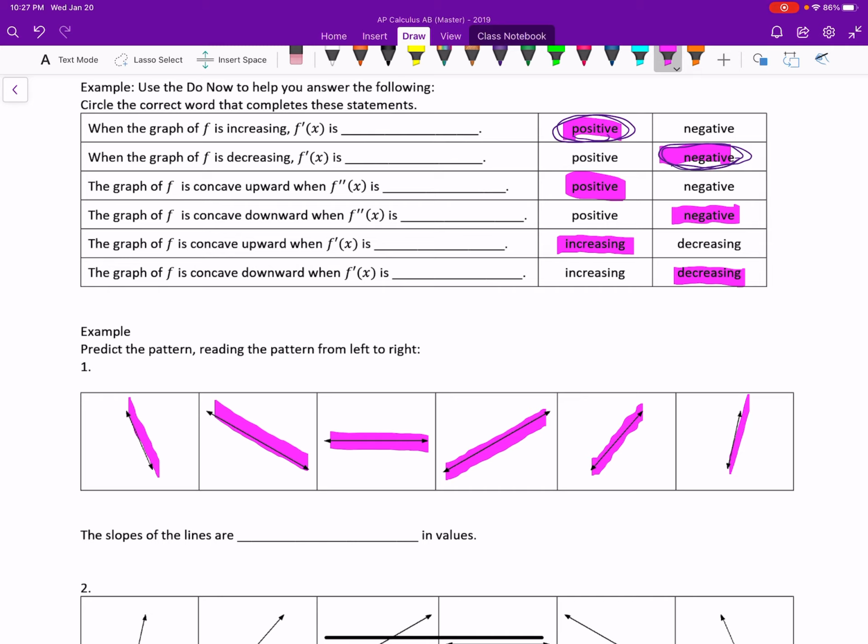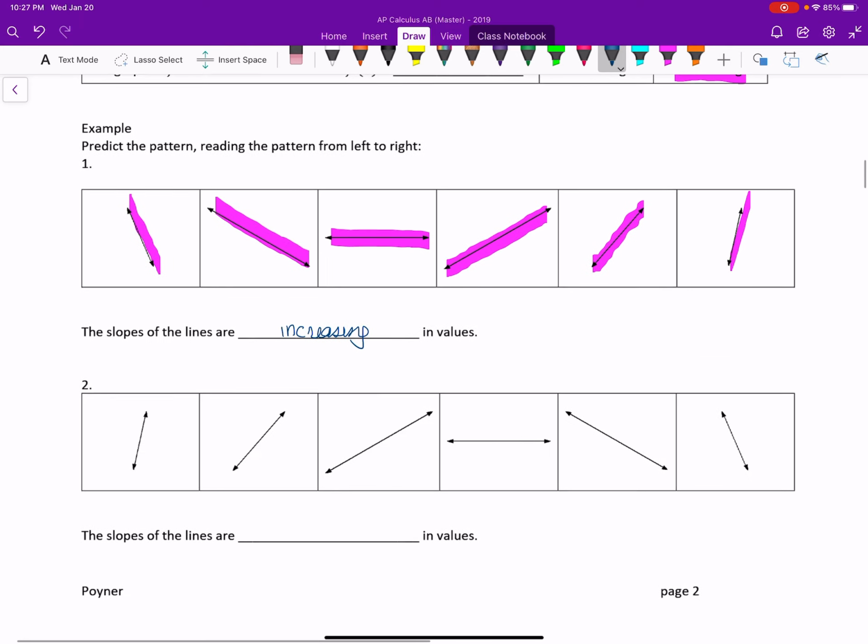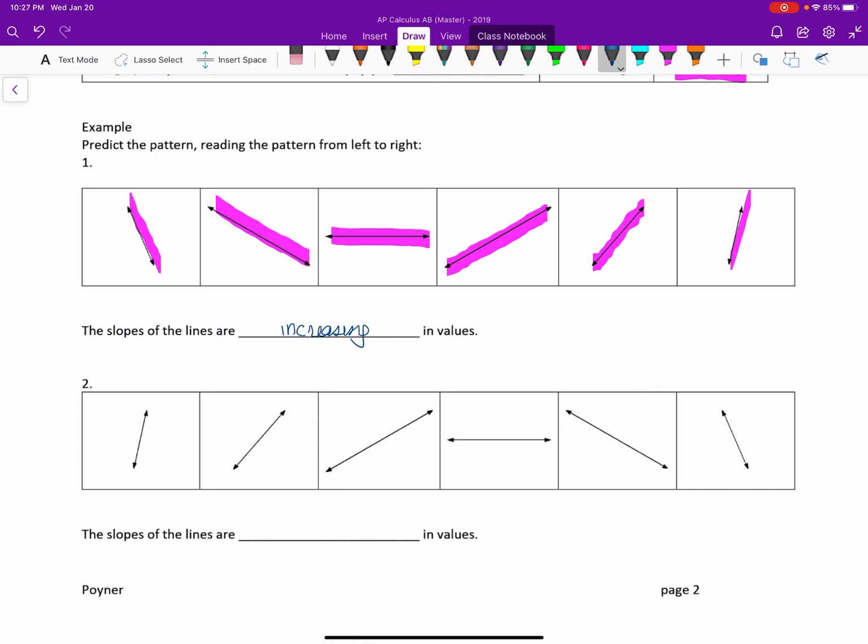If I was doing that on a number line, the values of the slopes would be increasing in value. So that's going from negative slopes to 0 to positive slopes, and steeper in each case, if I'm going on the positive side.